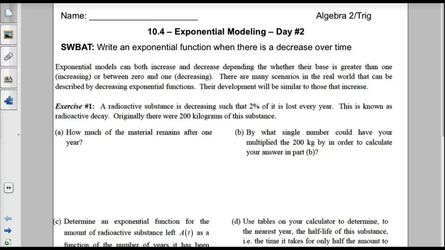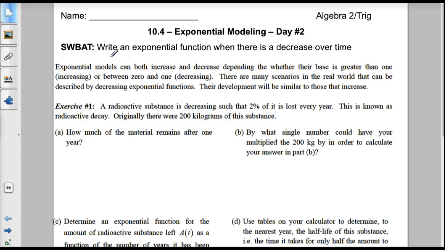Let's kick it off with the last lesson for Unit 10, 10.4. It's exponential modeling, but we're talking about day 2. So day 2, we're going to focus a lot on decrease. Your objective is to write an exponential function when there's a decrease over time. An exponential function can be both increasing, like we saw in 10.3, and decreasing. If the base is greater than 1, it's increasing, and if it's between 0 and 1, it's decreasing.